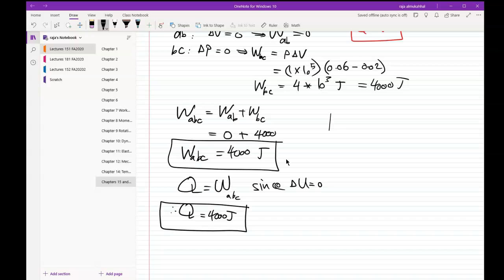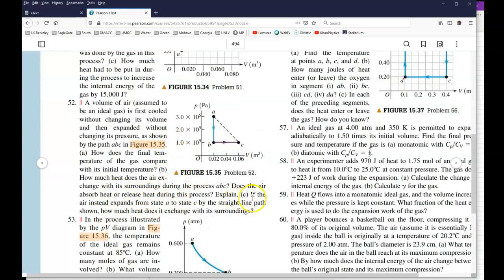And then the last part of the problem, let's go back to the book. He says, if the air instead expands from A to C, okay? So from A to C, the air actually expands by a straight line, not the curve that we have drawn. So imagine this dotted line. How much heat does it exchange with its surrounding?